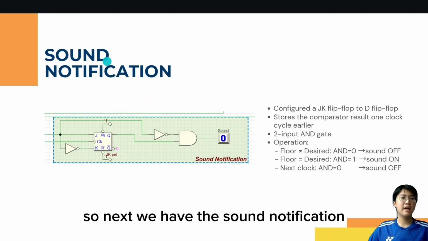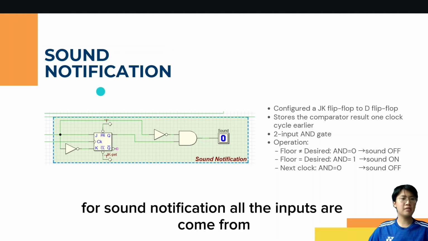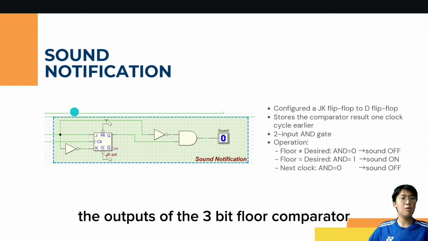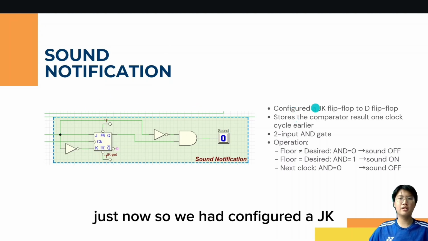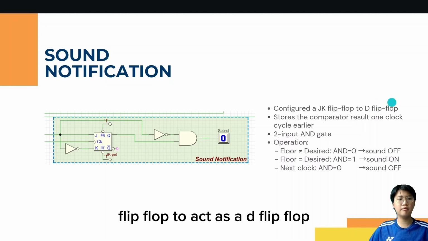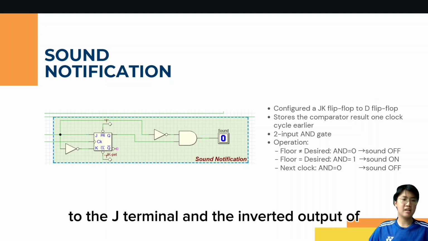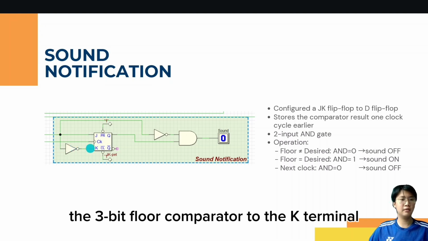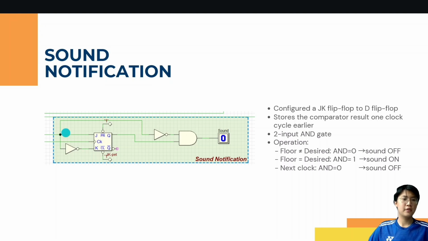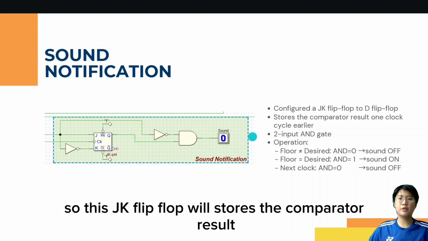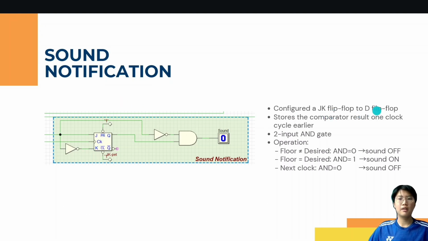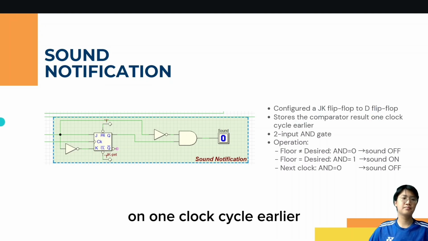So next, we have the sound notification. For sound notification, all the inputs come from the outputs of the 3-bit floor comparator just now. We configured a JK flip-flop to act as a D flip-flop by connecting the 3-bit floor comparator to the J terminal and the inverted output of the 3-bit floor comparator to the K terminal. So this JK flip-flop will store the comparator result from 1 clock cycle earlier.